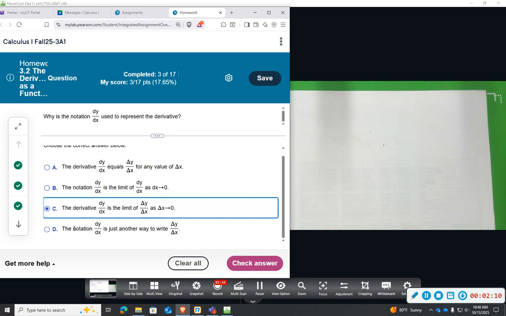Where's the definition? And D says dy dx is just another way to write change in y over change in x. So the derivative is the change in y over change in x as the change in x goes to 0.